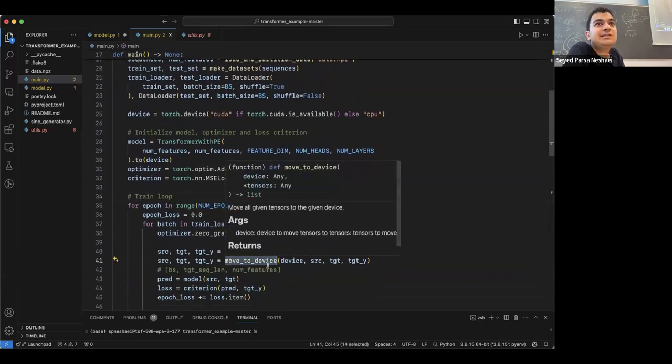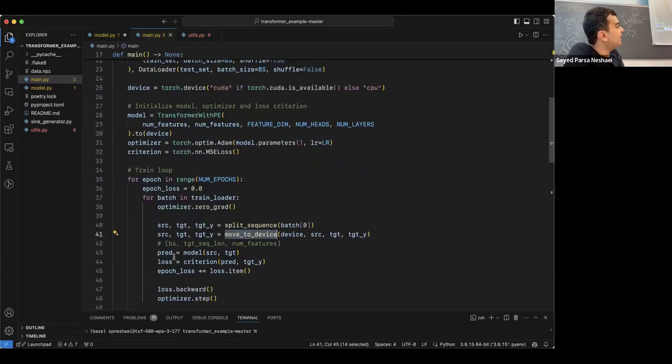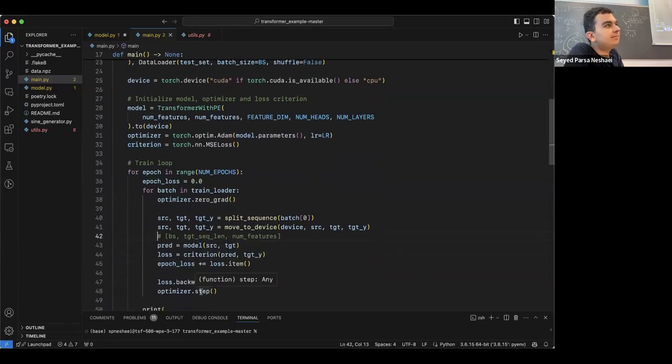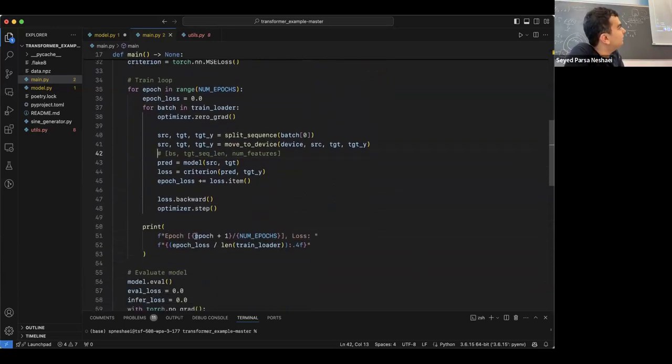Here the move to device is the place that moves the tensor to the GPU so that it can run faster. And here is the thing that you already know. Criterion is actually the loss here. They define it as criterion. So you predict using the model, you compute the loss, and then do the backward step and the optimizer step. It's the very simple training loop that we have also seen previously. And then you print it.